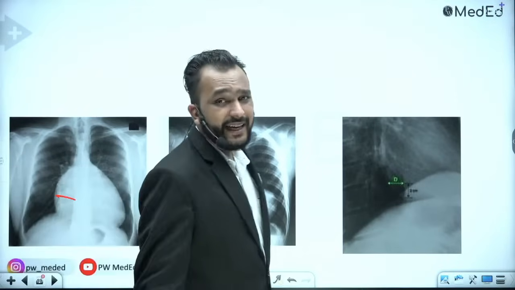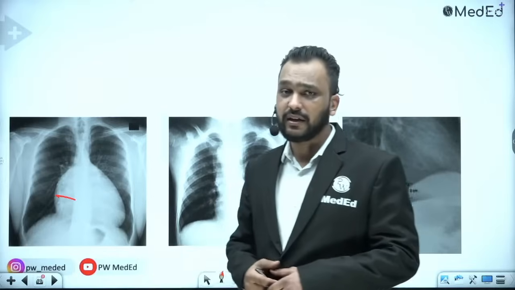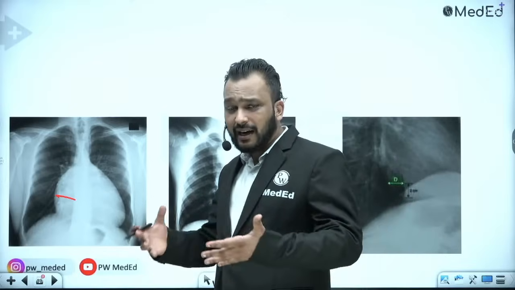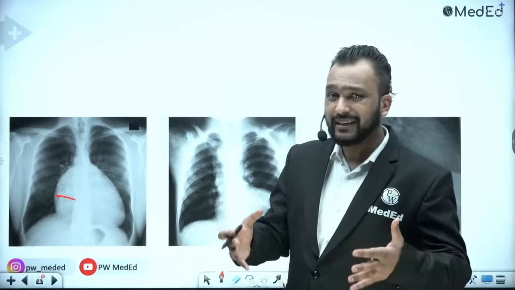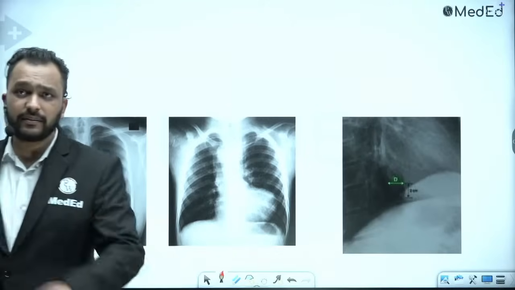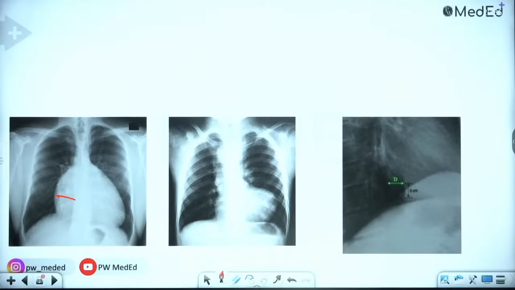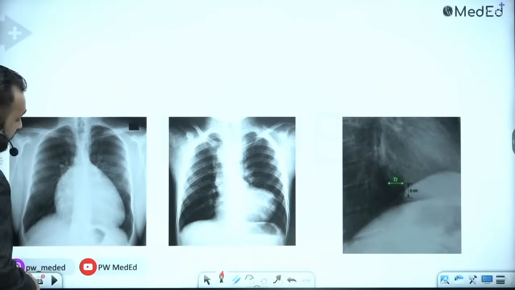Prominent aortic knuckle can be seen in a patient with aneurysm involving the arch of aorta. ठीक है, तो जब भी arch of aorta dilate होगी, we will see that the aortic knuckle will get prominent. Aortic dissection में भी you can see that the aortic knuckle is prominent, right? So in this X-ray we can see.